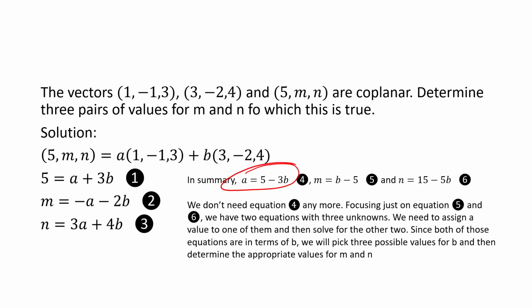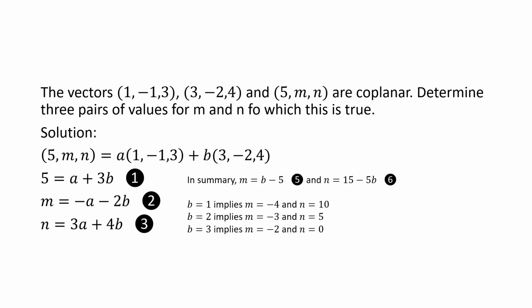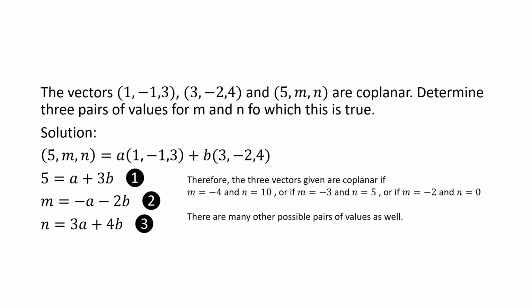Focusing just on equations 5 and 6, we have two equations with three unknowns. We need to assign a value to one of them and then solve for the other two. Since both of those equations are in terms of b, we're going to pick three possible values for b and then determine appropriate values for m and n. If we let b equal 1, then m is negative 4 and n is 10. If we let b equal 2, m is negative 3 and n is 5. And if we let b equal 3, m is negative 2 and n is 0.